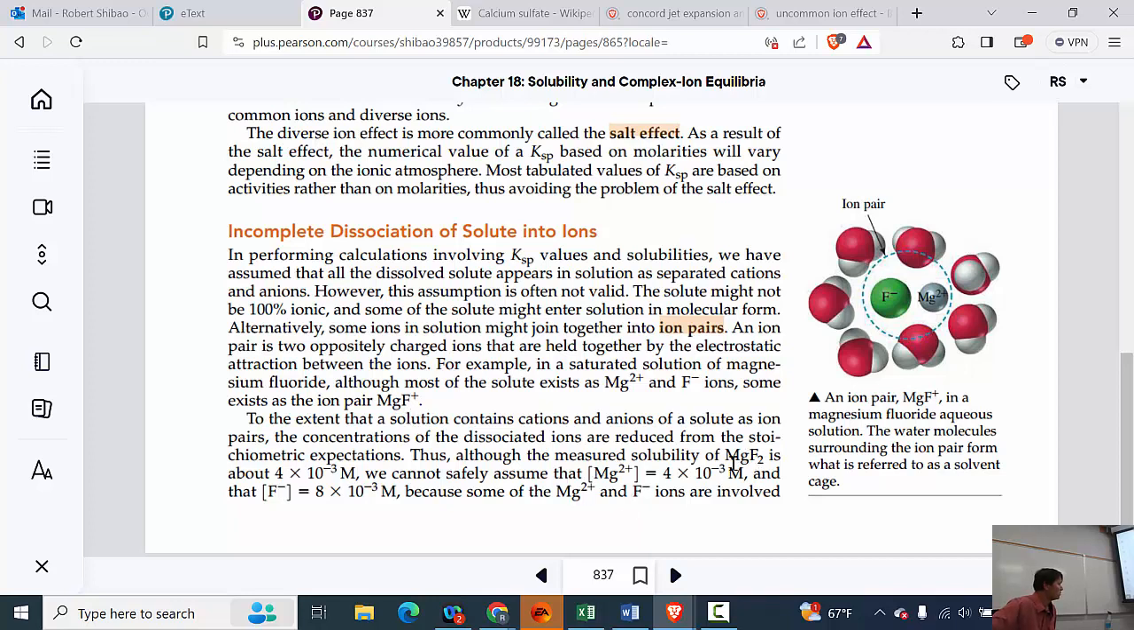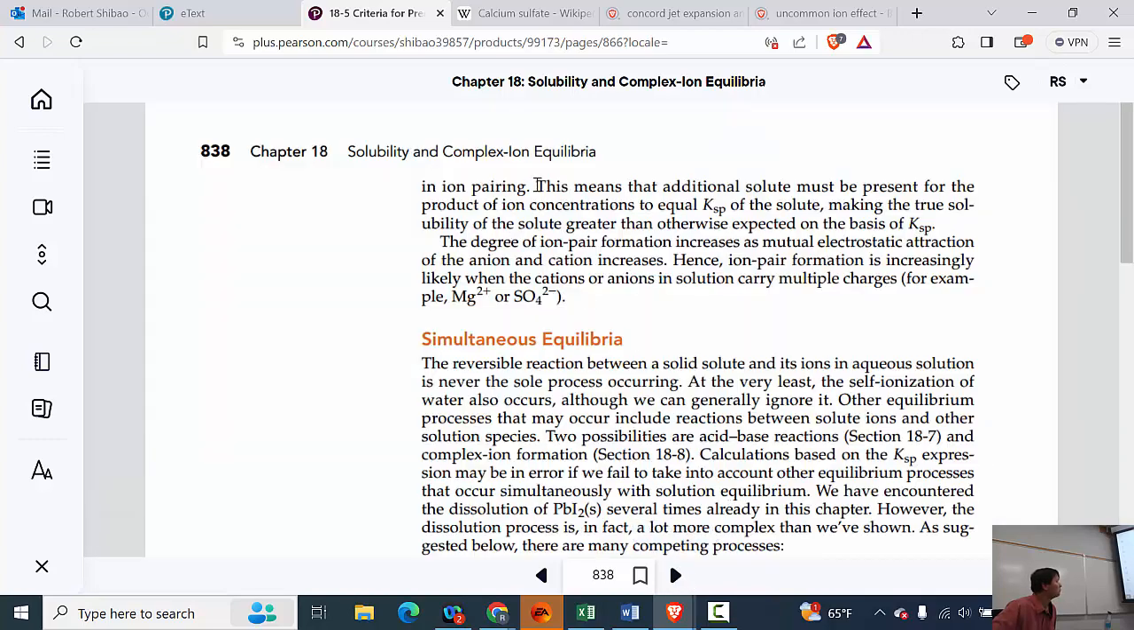And so for MgF2, although the measured solubility of MgF2 is about 4 times 10 to the minus 3 molar, we cannot safely assume that magnesium 2 plus is 4 times 10 to the minus 3 molar in fluoride. Actually, the solubility is much higher because of these ion pairs that occur. This means that additional solute must be present for the product of ion concentrations to equal the KSP of the solute, making the true solubility of the solute greater than otherwise expected.